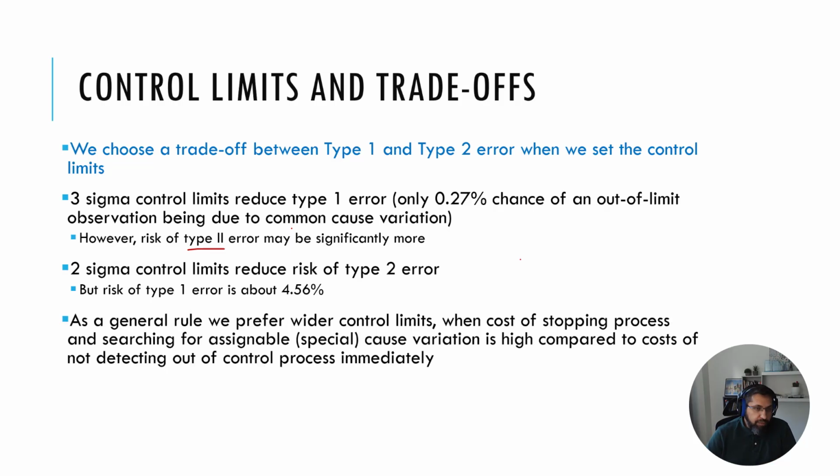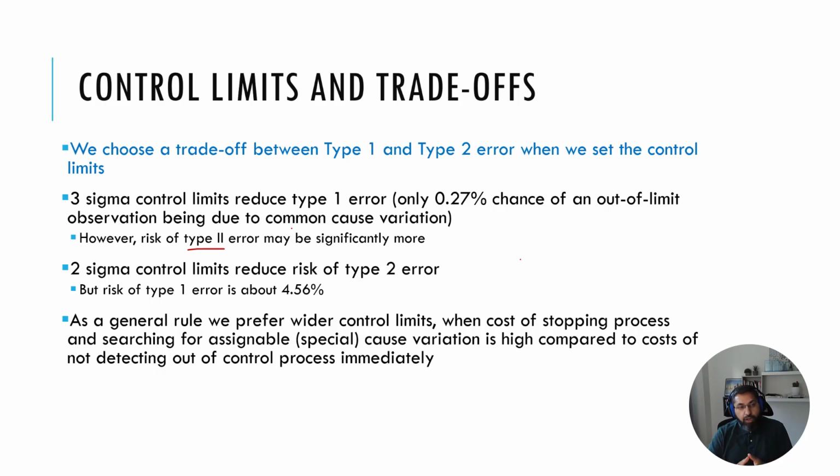So what should you do? Should you use 2 sigma limits, 3 sigma limits, 4 sigma limits? It depends on the cost of each type of error. What does a type 1 error cost you? What does a type 2 error cost you? Type 1 error means a false positive, so you go investigate and you find nothing is wrong. What is the cost of this investigation?